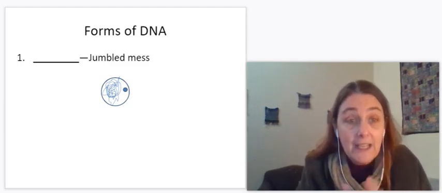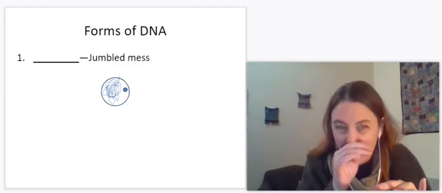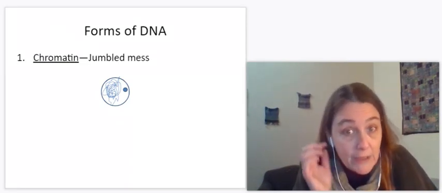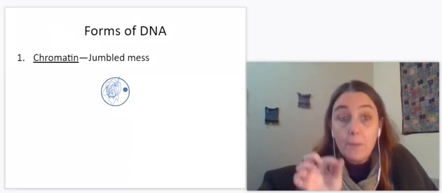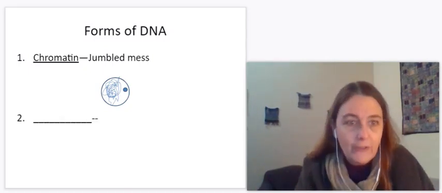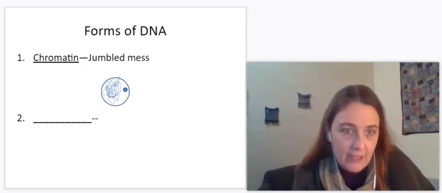So anytime the DNA has to be copied, it's going to be in this jumbly mess form, and that is called chromatin, with an N at the end. Okay, chromatin. And that's the jumbly mess. A litter of kittens have gotten a hold of it. It's all over the place, perfect for the cell to copy.